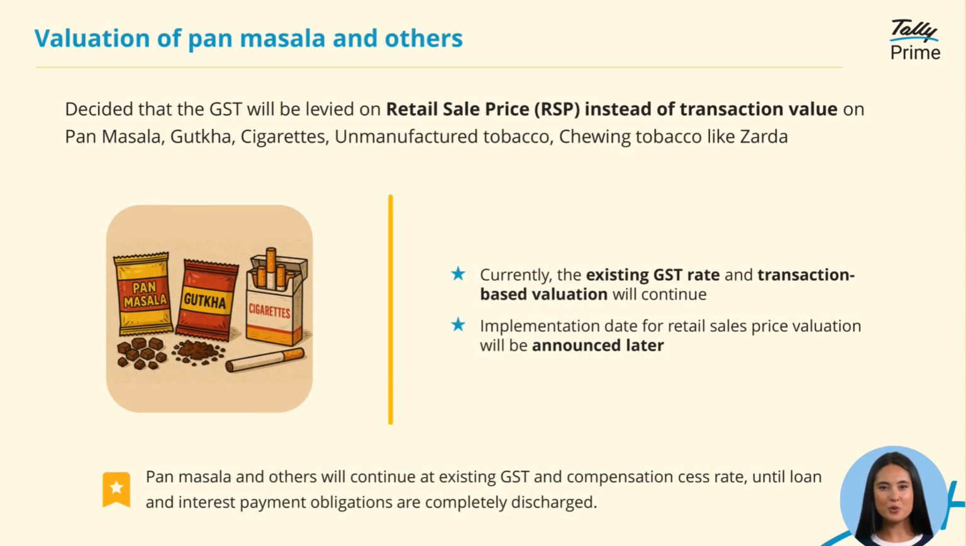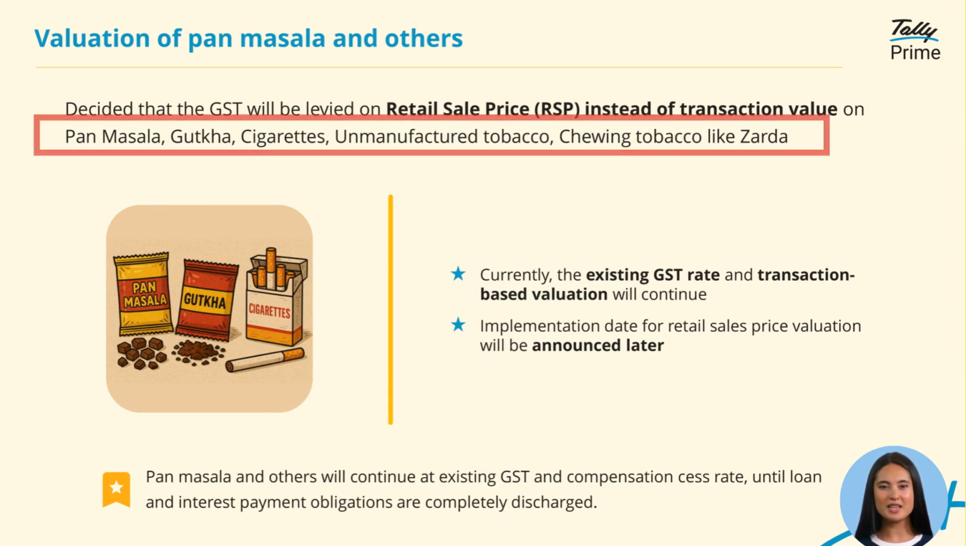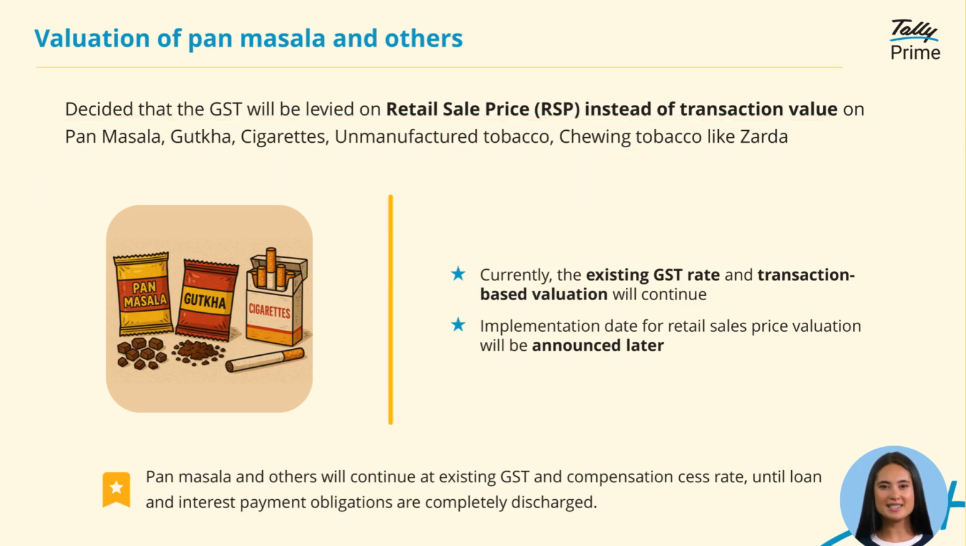Under GST 2.0, the government has decided that GST on products like pan masala, gutkha, cigarettes, and other tobacco items will be charged on the retail sale price instead of the transaction value. For now, the existing GST rate and transaction-based valuation will continue. The implementation date for retail sale price valuation will be announced later. Until then, pan masala and similar products will remain under the current GST and compensation cess rates until all loan and interest obligations are cleared.